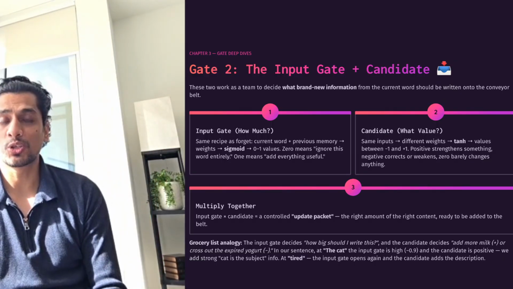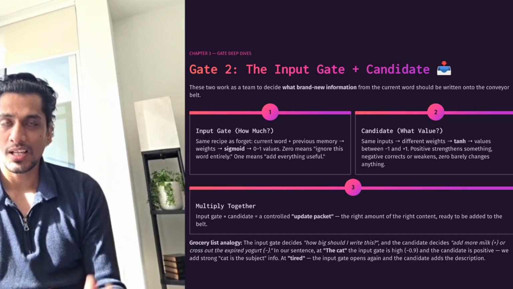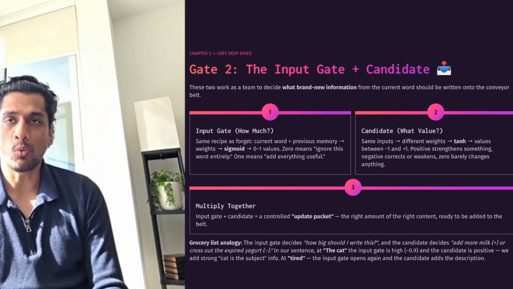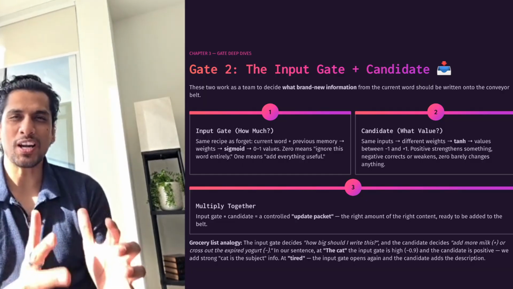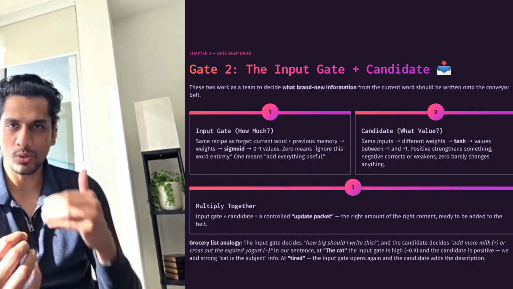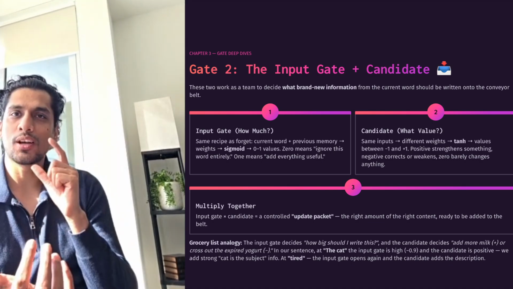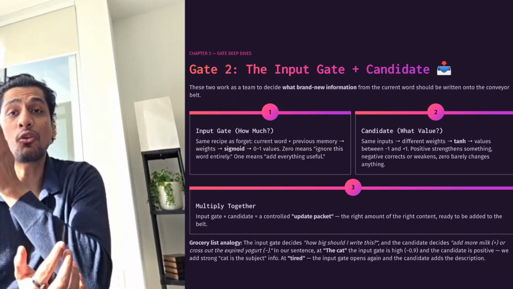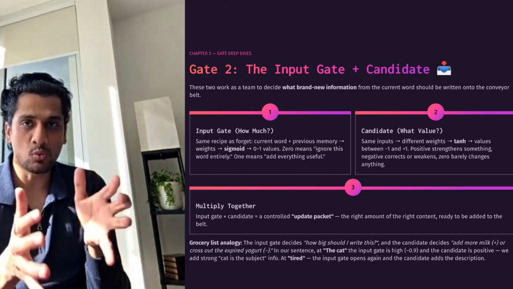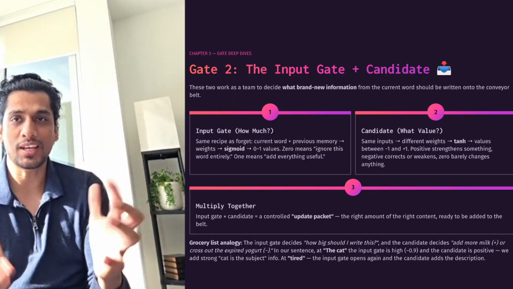Next is the input gate and the candidate. These two work together. Now what's their job? Well, their job is to decide what brand new information from the word we're reading right now should get added to the long-term conveyor belt. The forget gate forgets. This one decides what to keep in the new thing that we're getting.